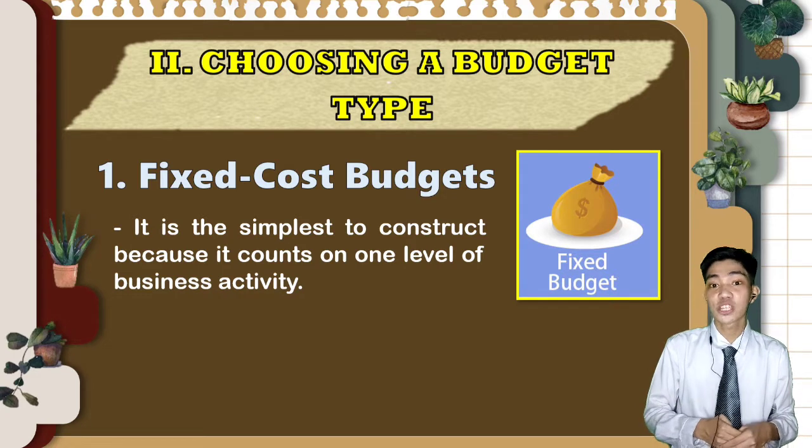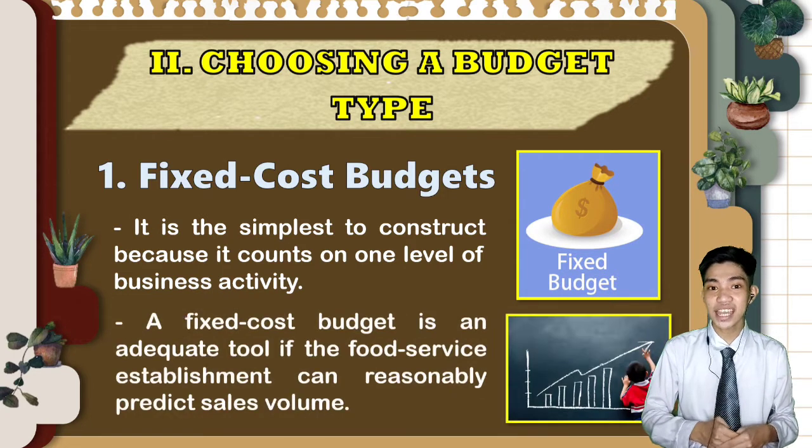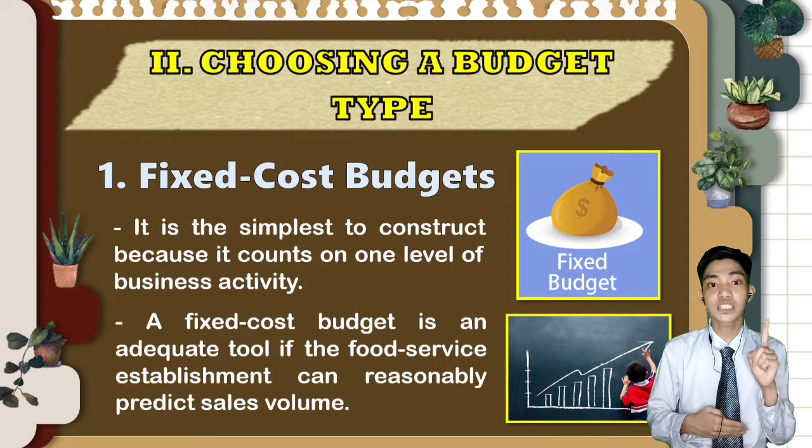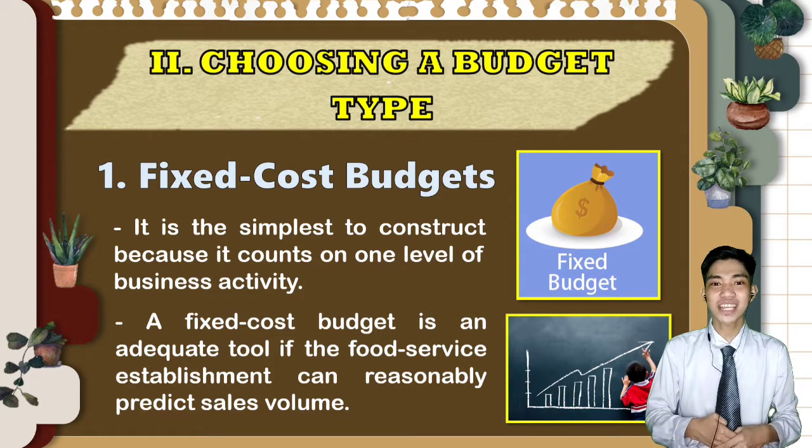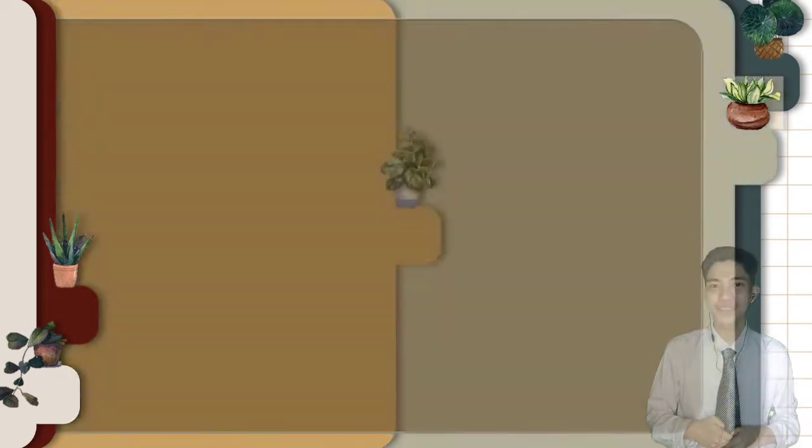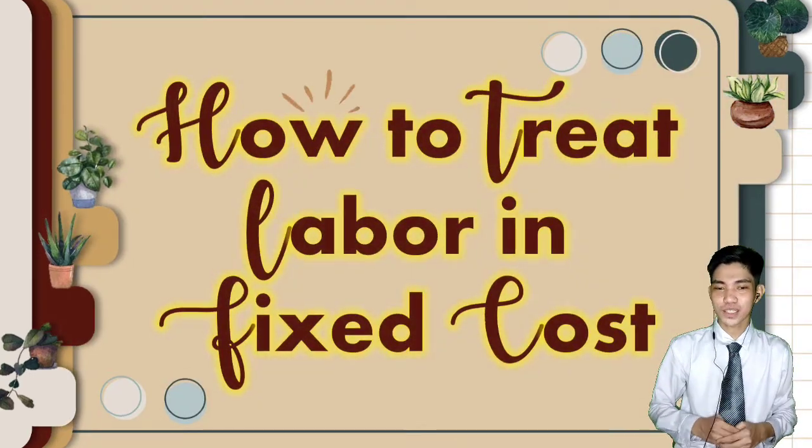And aside from that, the fixed cost budget is an adequate tool for the food service establishment because it can reasonably predict sales volumes if the actual sales approximate the budgeted level and if the comparisons are meaningful. And alam nyo ba class na sa pamamagitan rin ng fixed cost budget na ito, the variances can be easily calculated and explained. So how to treat labor in fixed costs?